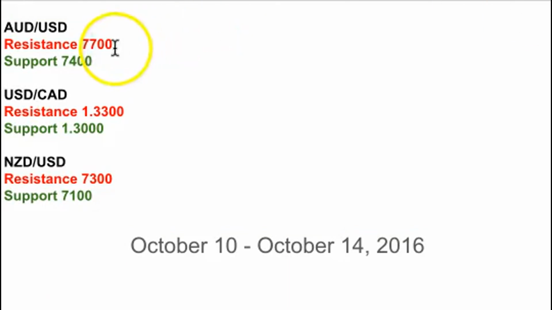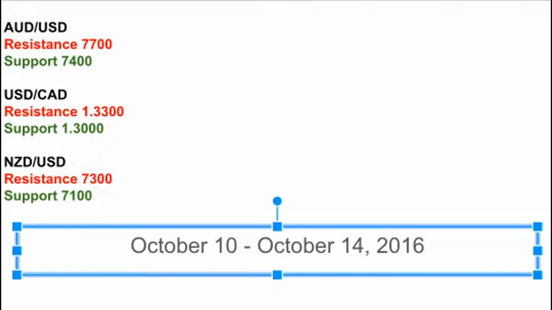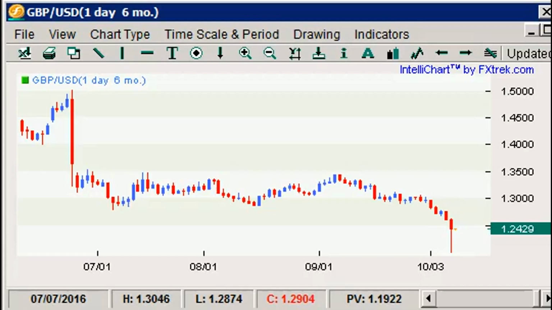What you see is that the tops now are a little lower, the bottoms are a little lower as well, so we kind of edged down to 77, 74 on the Aussie. We edged up 130, 133 on the CAD, again, same story, but just the other way, and edged down again to 73, 71 on the Kiwi. Let's take a look at the charts just here and sort of examine this in more detail.